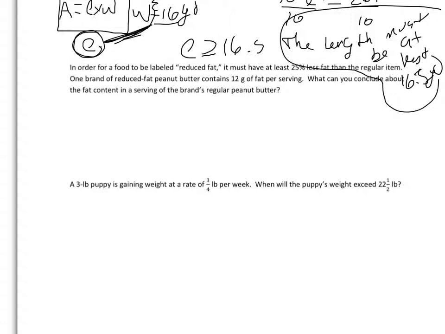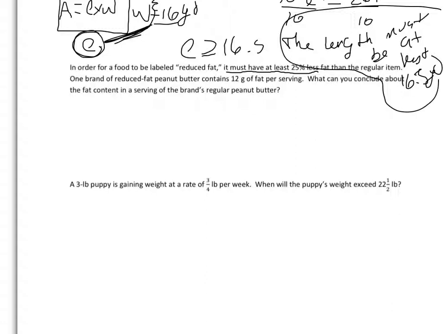One brand of reduced fat peanut butter contains 12 grams of fat per serving. What can we conclude about the fat content in the serving of the brand's regular peanut butter? Now here's the thing. We know that for something to be reduced fat, it must contain at least 25% less fat than the regular item.